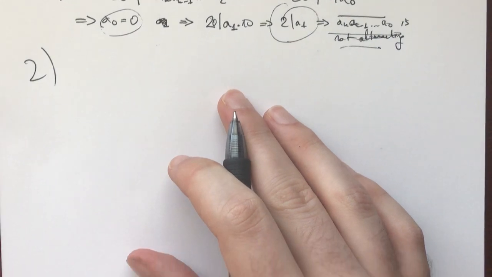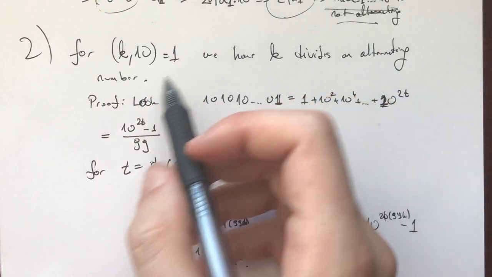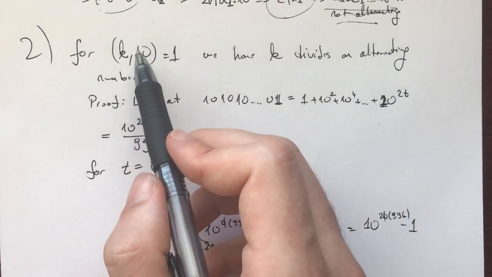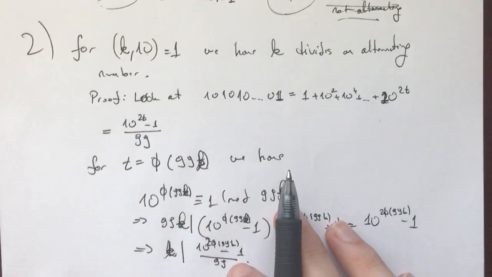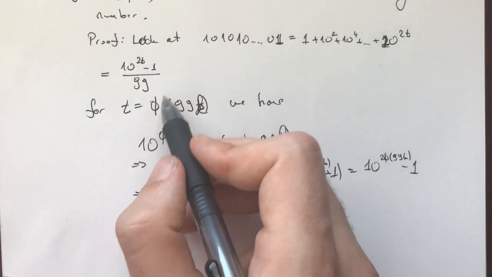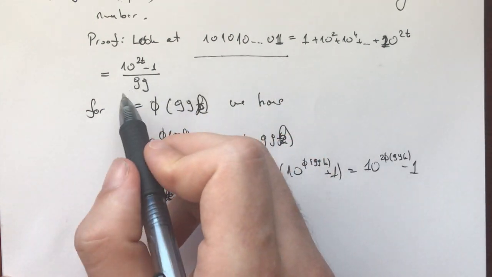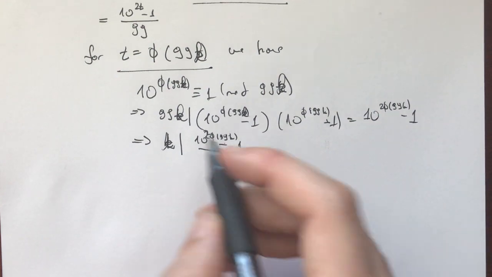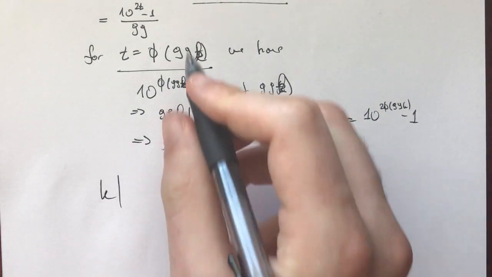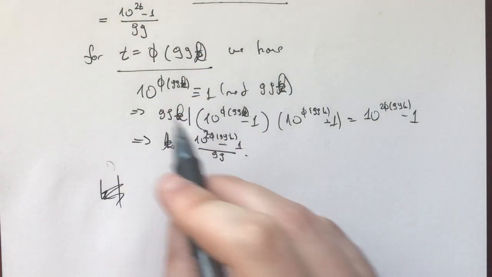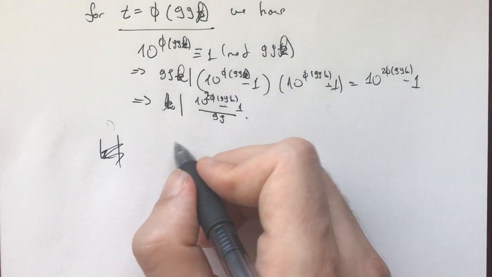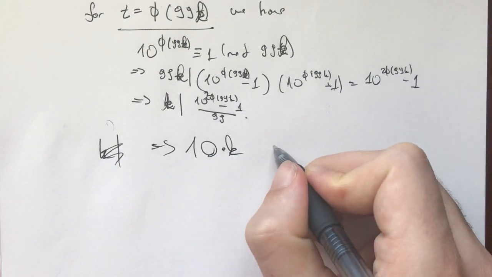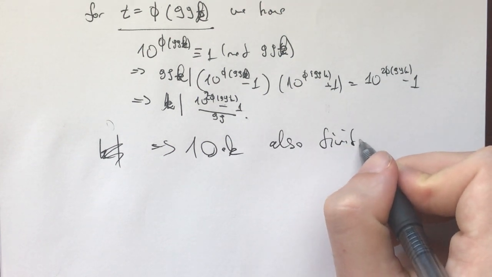And now we move on to our second claim. We first proved this: for k and 10 having just 1 in common, k divides an alternating number. And what we do is just set this. Look at this number, set t to be equal to phi of 99k, and we show that this implies that k divides this number. So now with that, we also move on to our third claim, which implies that 10 times k also divides an alternating number.